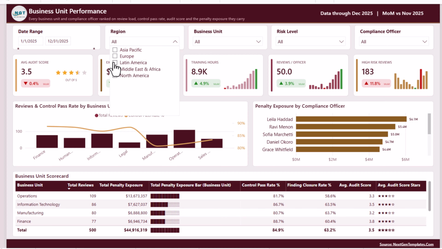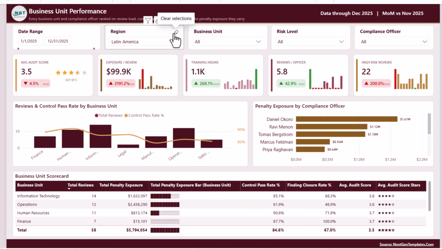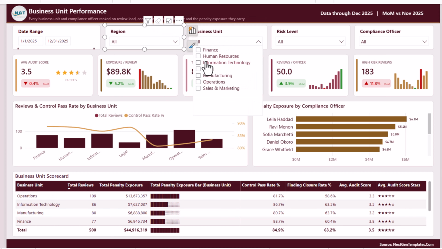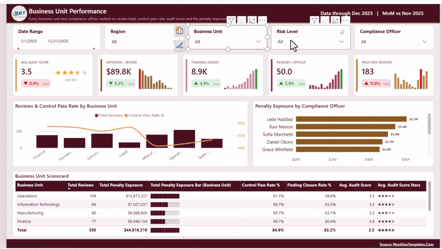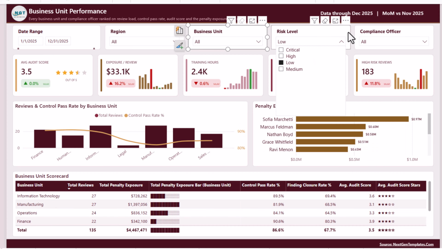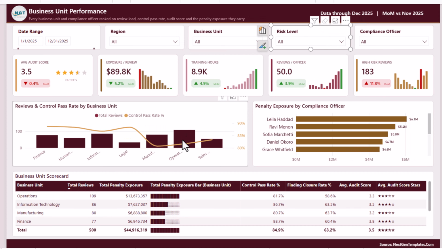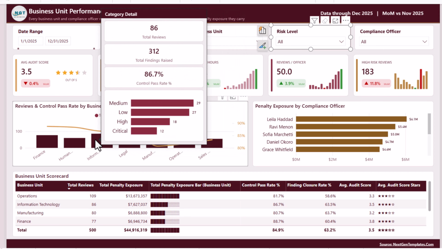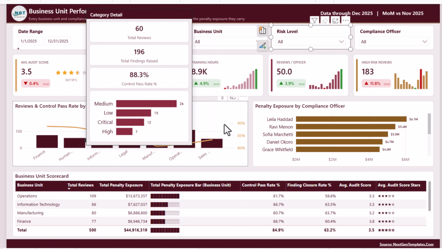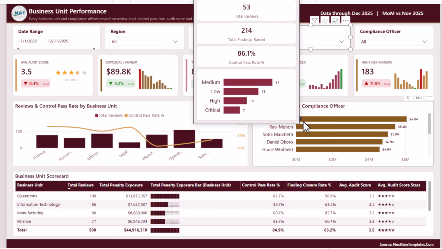The final analysis page is business unit performance. This is where you see who is carrying the compliance load. The cards show the average audit score as a rating, the exposure per review, total training hours, reviews per officer, and the count of high-risk reviews. You can compare review volume against pass rate for every business unit, see how exposure sits across your compliance officers, and rank the whole organization in the scorecard below.